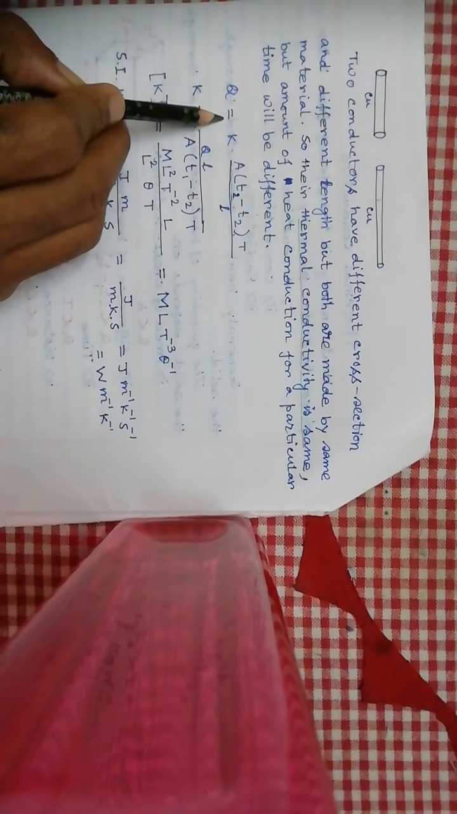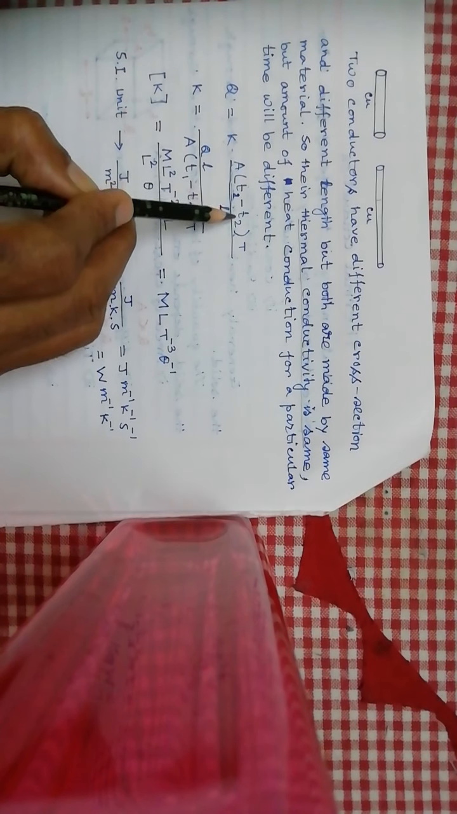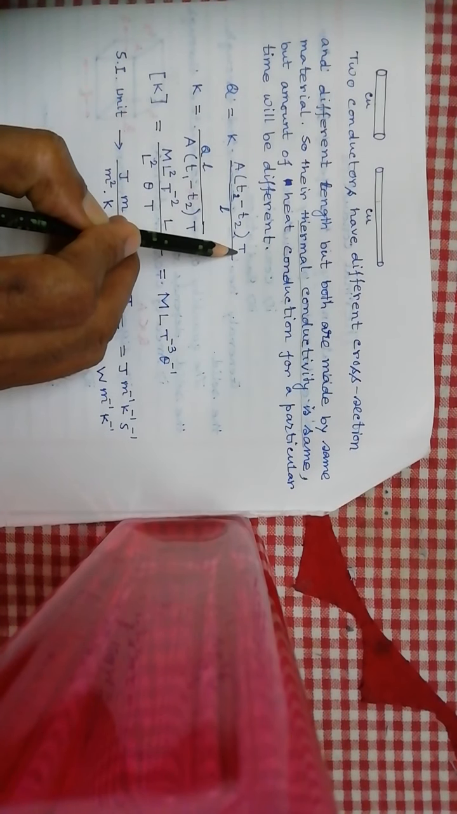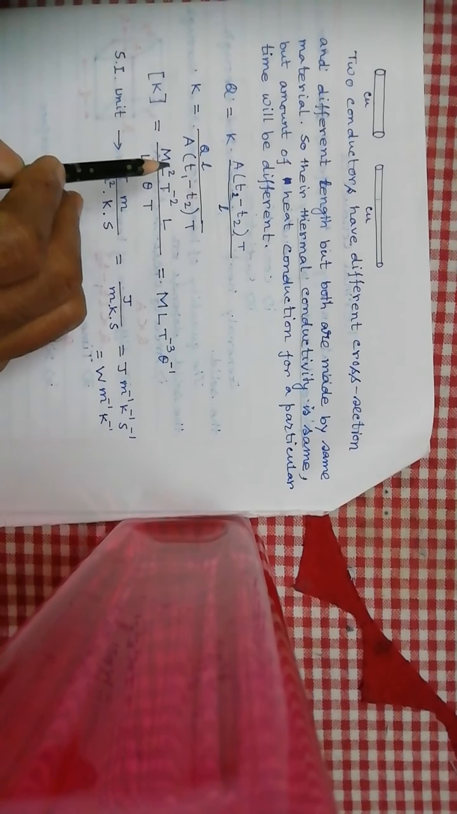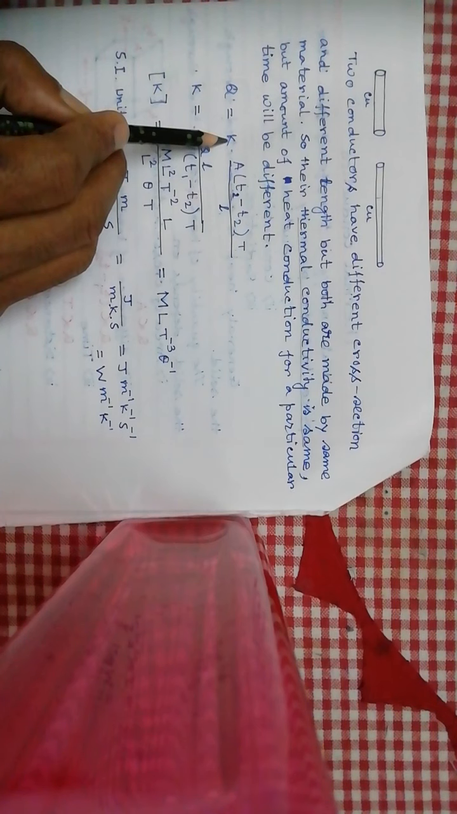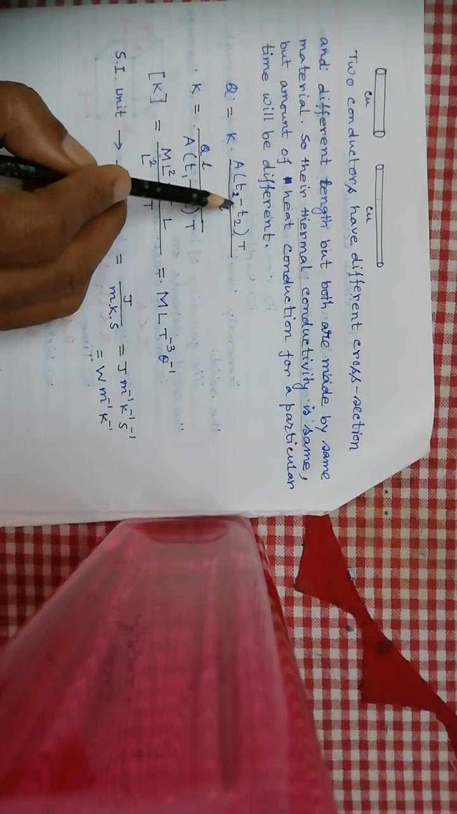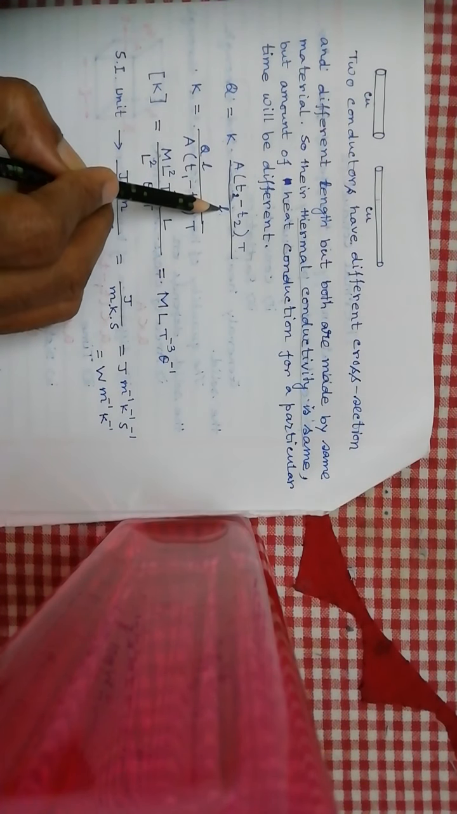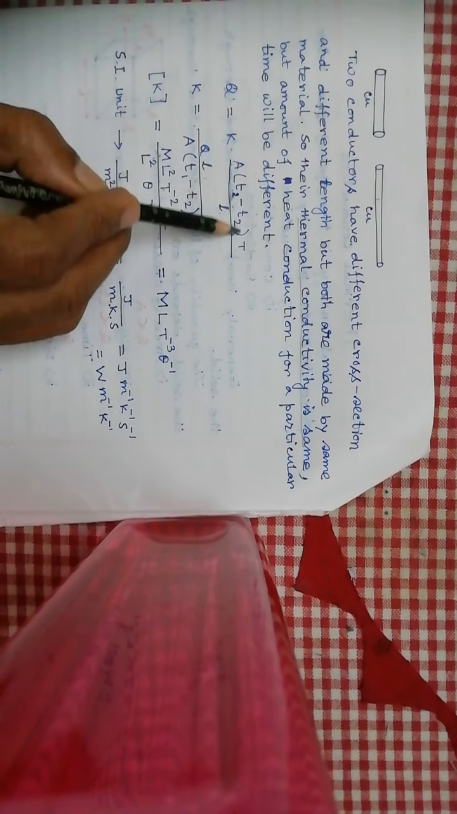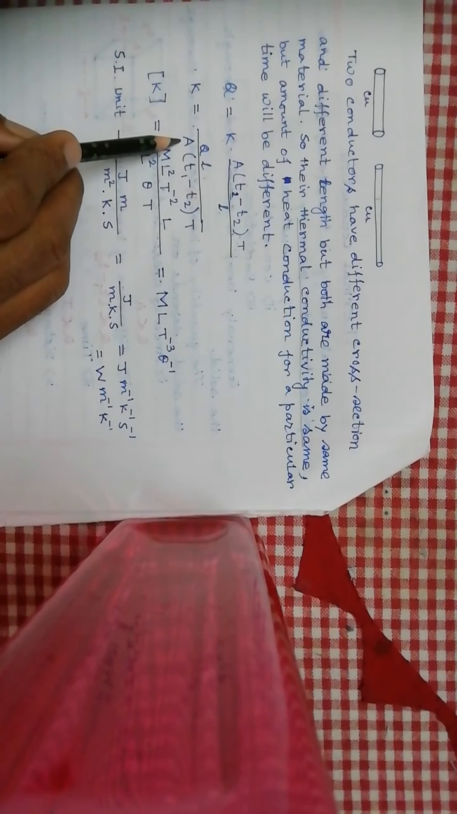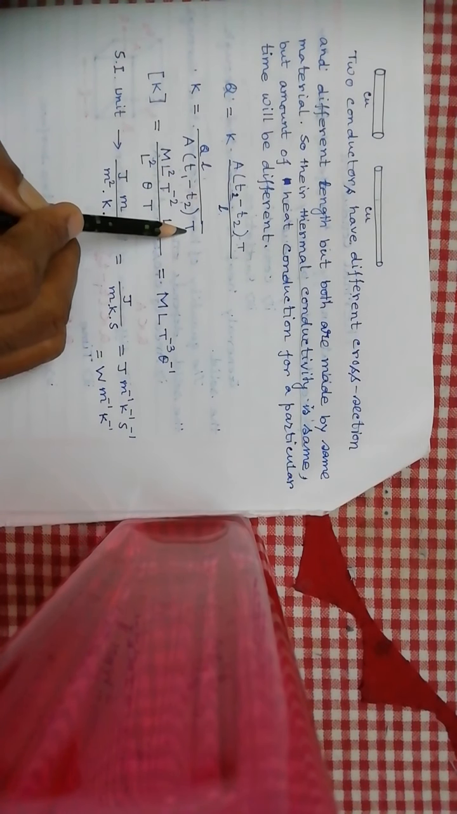Now, what will be the unit and the dimension of thermal conductivity? We know that Q is equal to K A (T1 minus T2) T by L. This is the formula for the amount of heat conduction. Now, find out K. L is in the division, so it will be multiplication. So K is equal to Q into L, divided by A (T1 minus T2) into T.